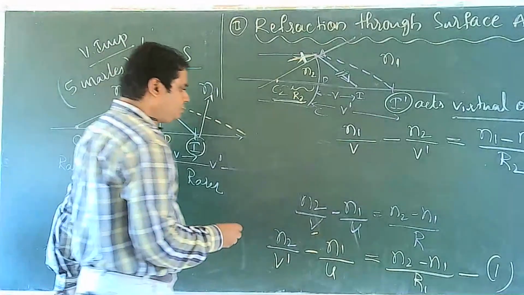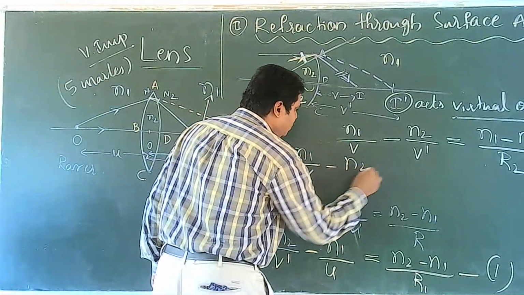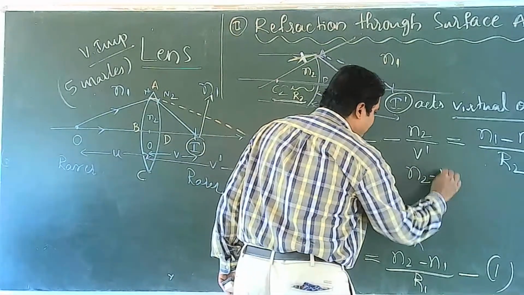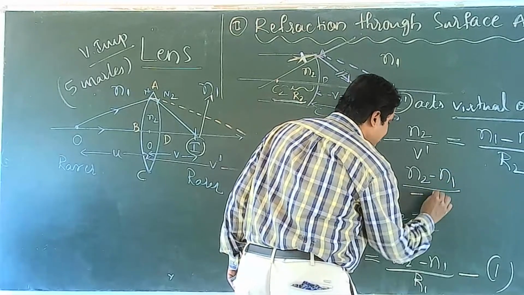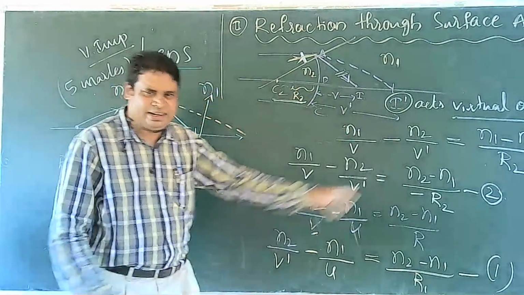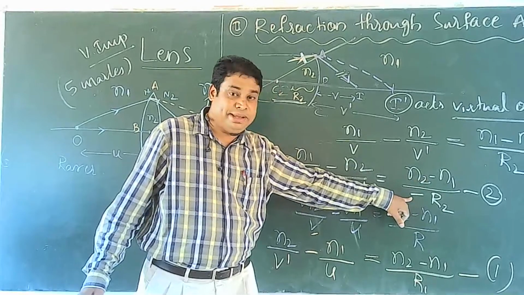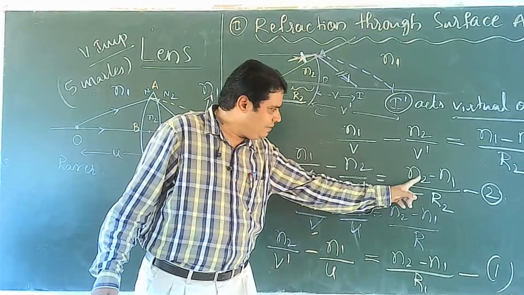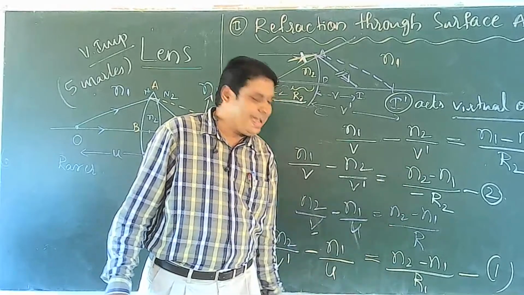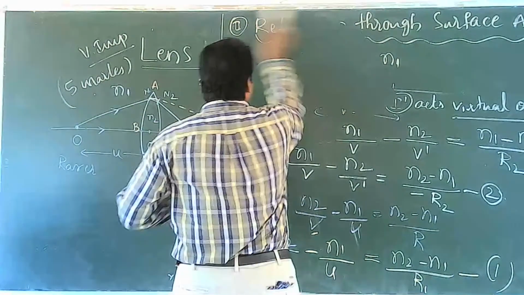Now let me arrange the terms. n1 by v minus n2 by v dash is equal to, I will write like this, n2 minus n1 divided by minus r2. This is equation 2. Rearrange the terms, just take the minus out: n2 minus n1 divided by minus r2. So this is equation 2, this is equation 1. Now we can add equations 1 and 2.